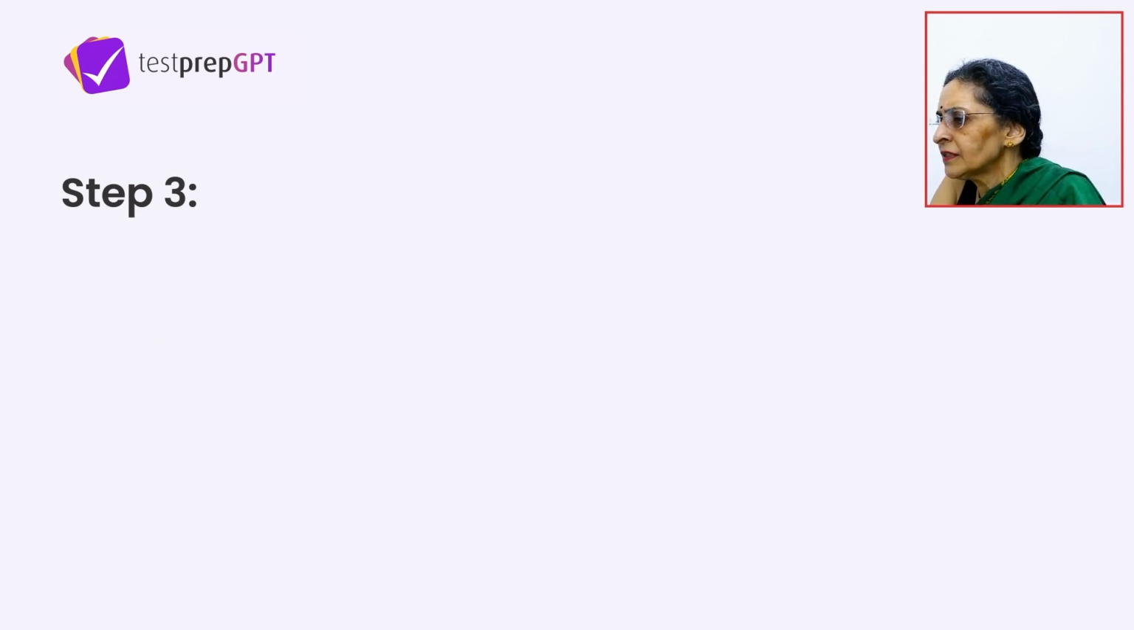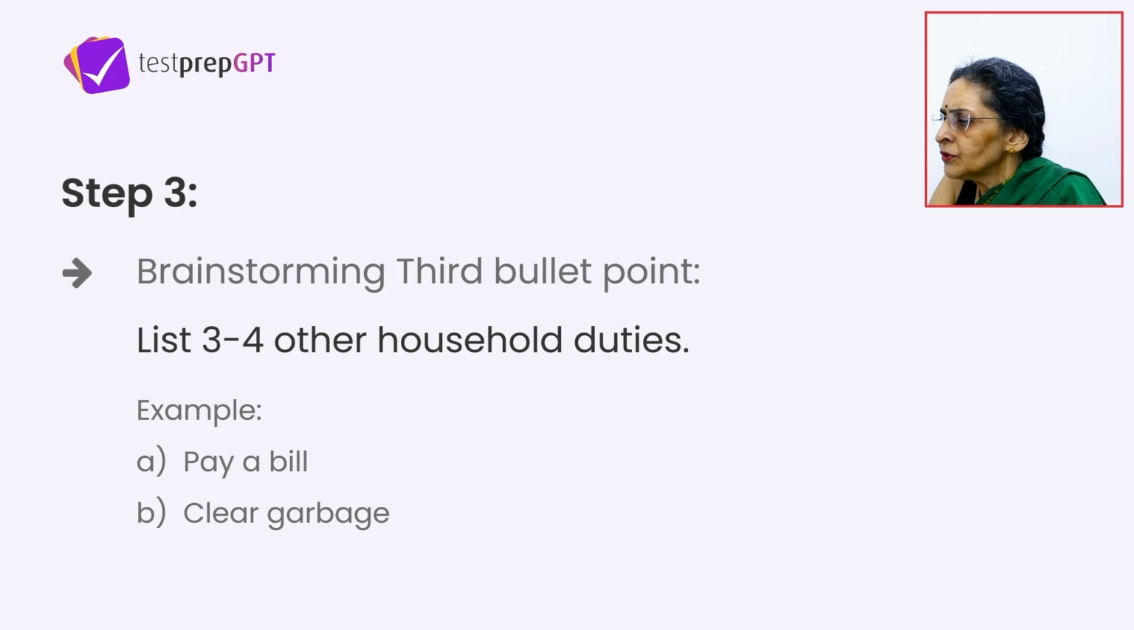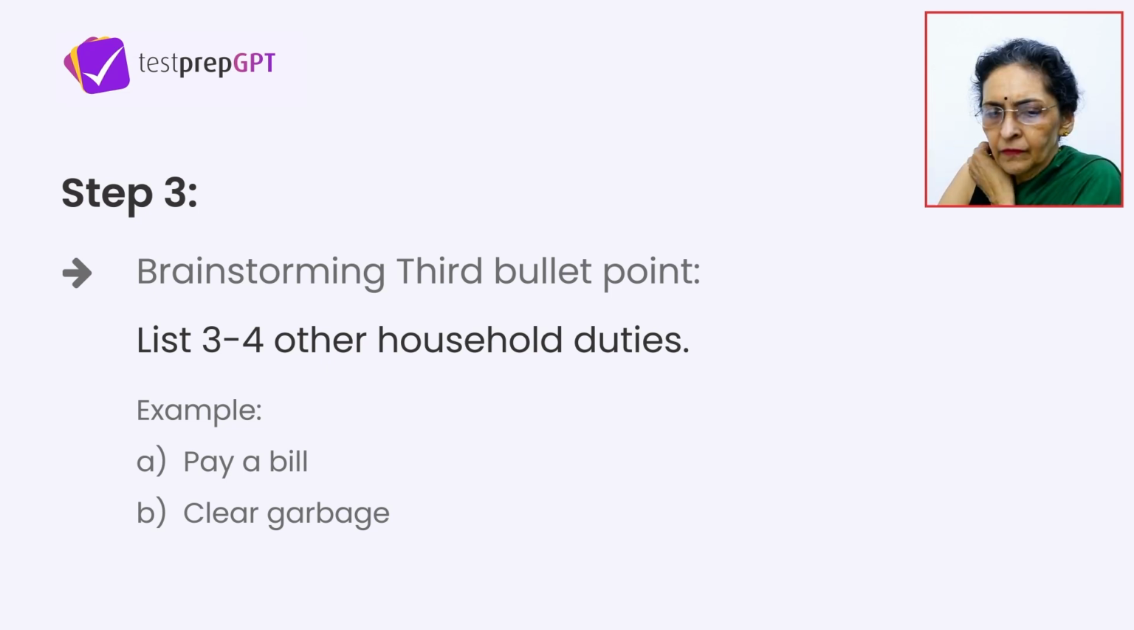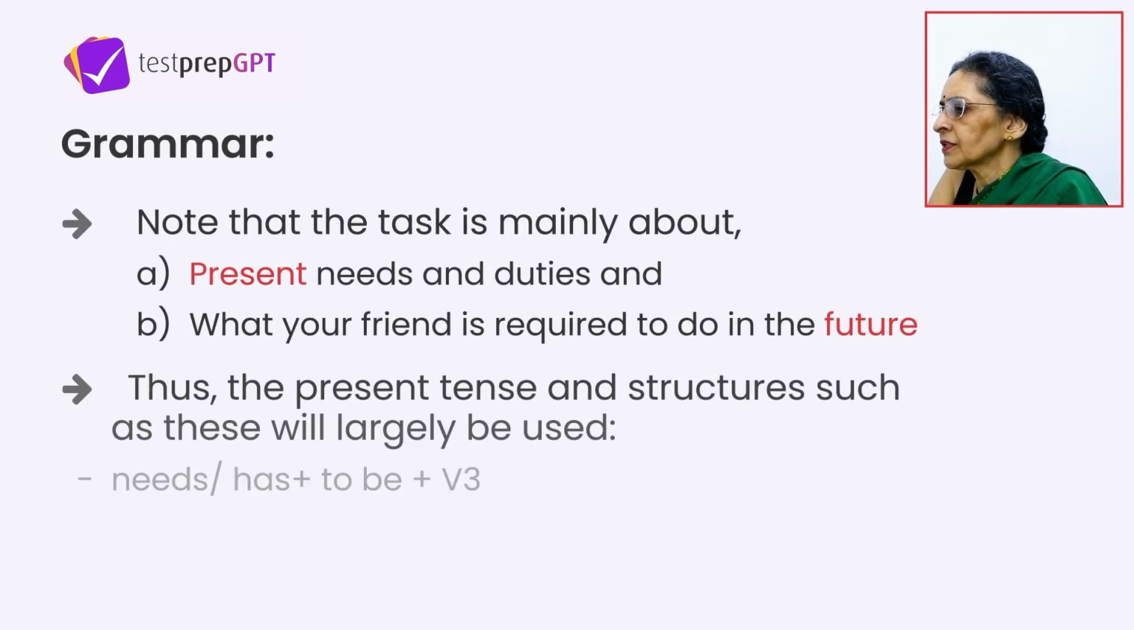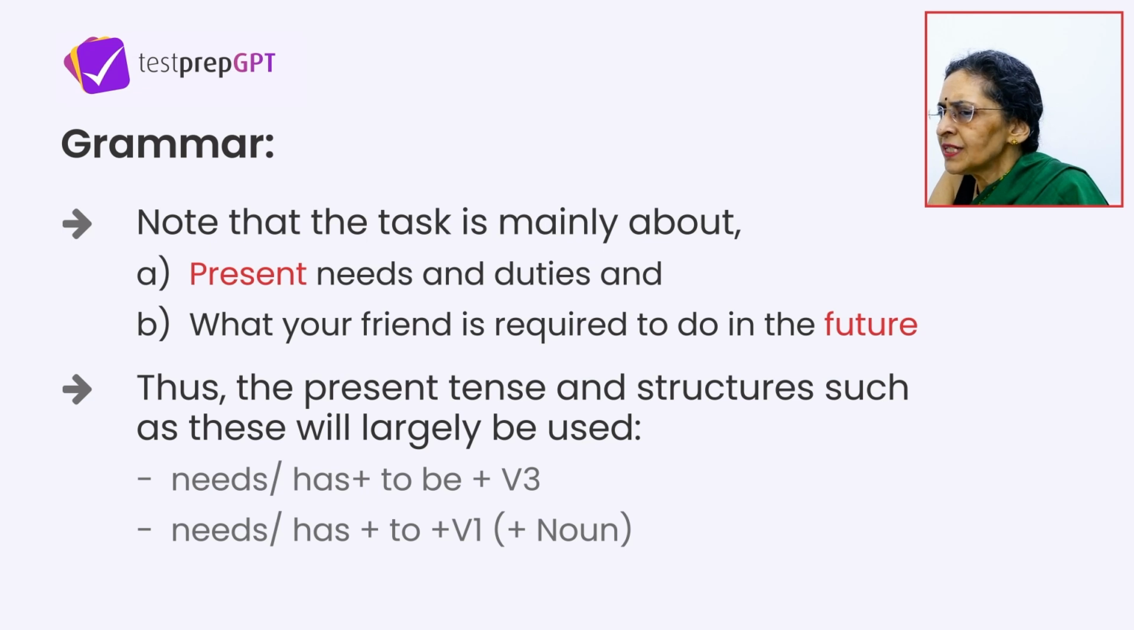Your third bullet point asks for you to give some additional duties that the friend might be required to look into. So you can make a quick note about 3 or 4 other household duties. I've given you 1 or 2 as a hint. So take a total of about 10 minutes to do this brainstorming just now. What kind of sentence structures are you going to require for this particular letter? Here is a tip about those.